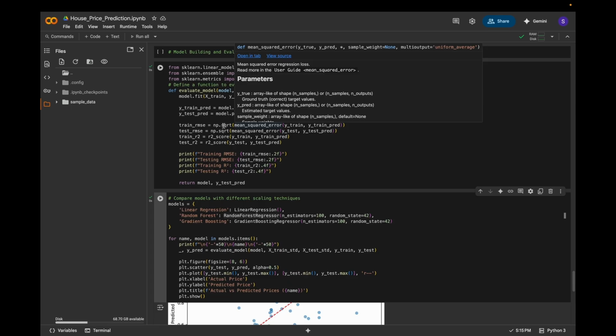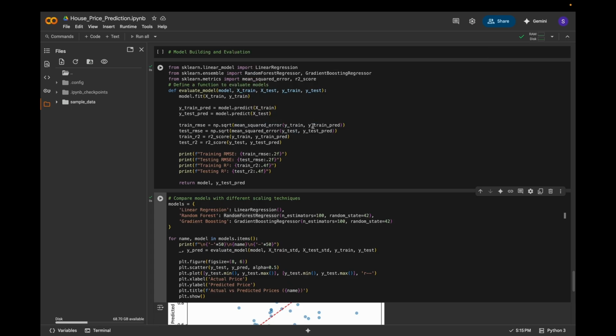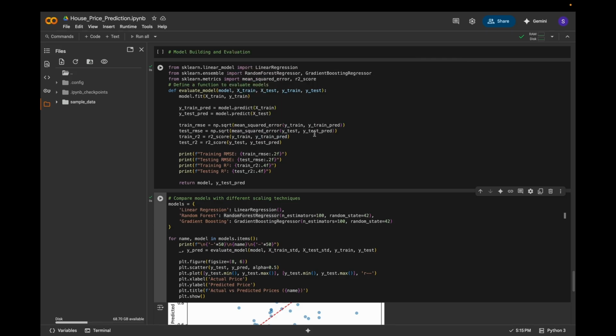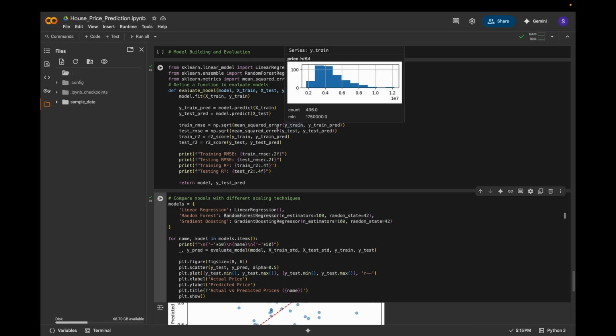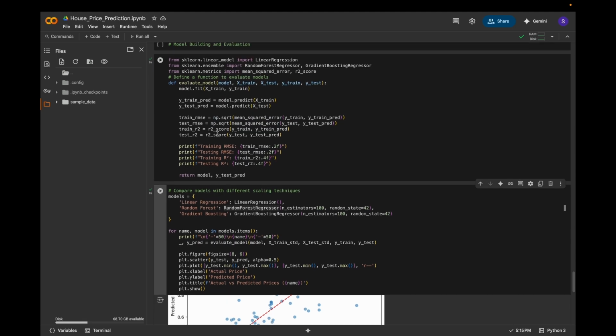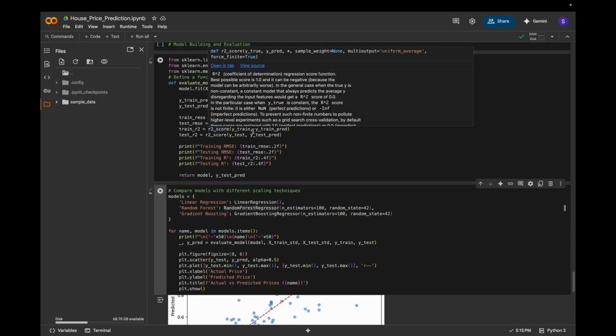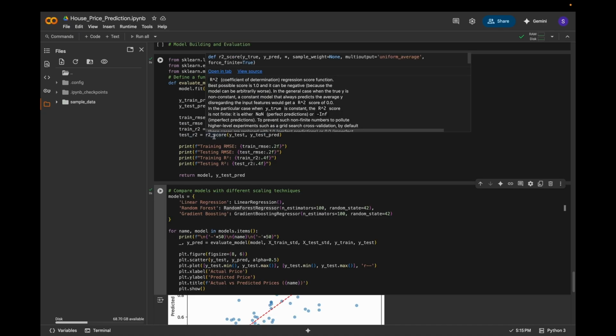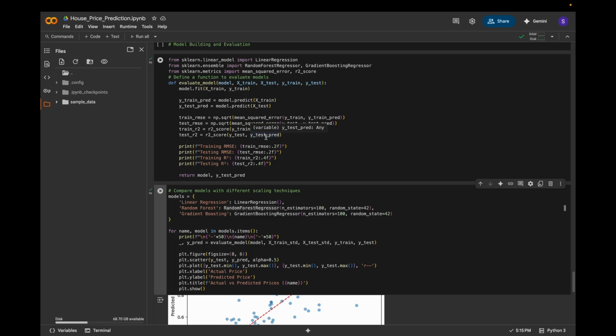Then we move on to train_RMSE is equal to np.sqrt(mean_squared_error(y_train, y_train_predict)), and test_RMSE is equal to np.sqrt(mean_squared_error(y_test, y_test_predict)). What these lines of code do is calculate the root mean squared error for both the training and the testing sets. Then we do train_R2 is equal to r2_score(y_train, y_train_predict), then test_R2 is equal to r2_score(y_test, y_test_predict).